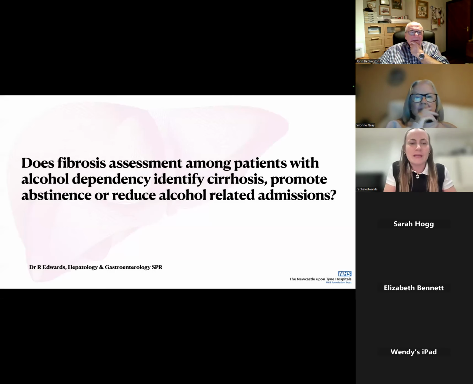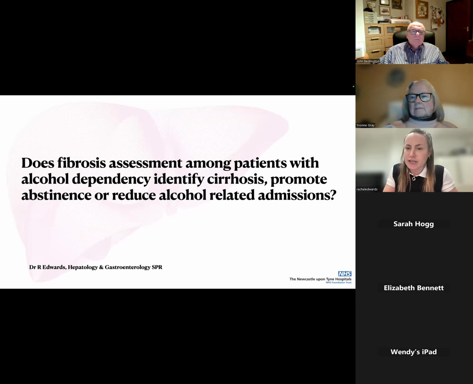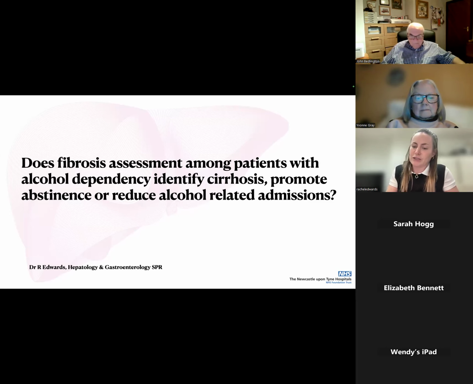Okay. So this title is from a project that I conducted during my year at the Freeman. And it's an area that I'm particularly interested in, both in terms of identification of liver disease, but also in terms of the management and prevention of alcohol-related liver disease. So the title being, does fibrosis assessment among patients with alcohol dependency identify cirrhosis, promote abstinence, or reduce alcohol-related admissions?